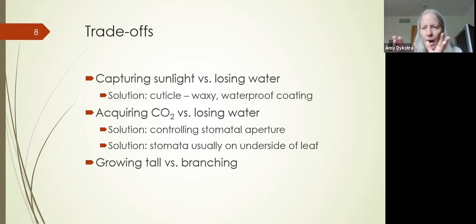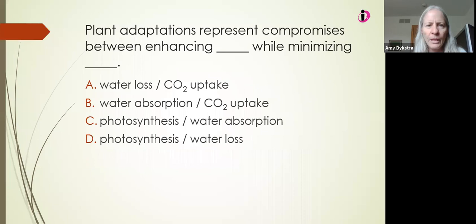But if you're not branching, you're not spreading out your branches as much as you could to get more light. So some plants are going to branch instead of putting their energy towards growing tall, and then they're going to be able to cover more area that they can absorb water from. So these are some of the trade-offs, or some of the compromises, that plants have to deal with.